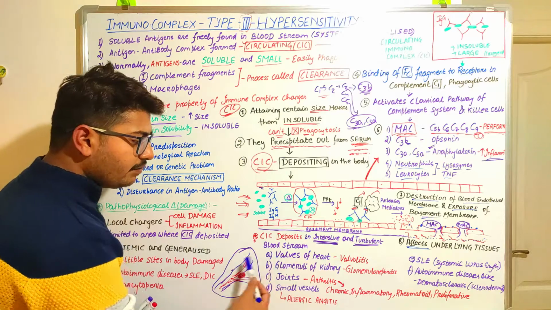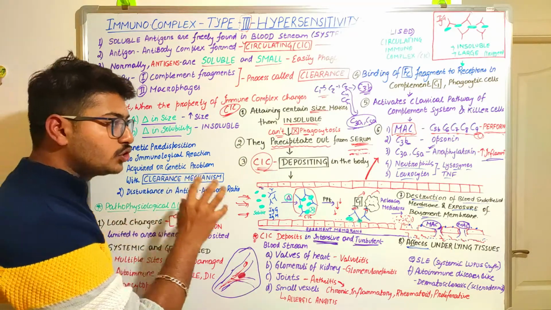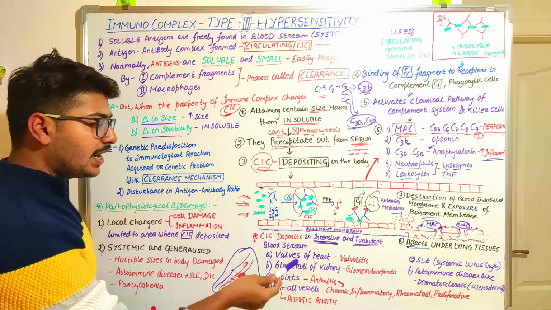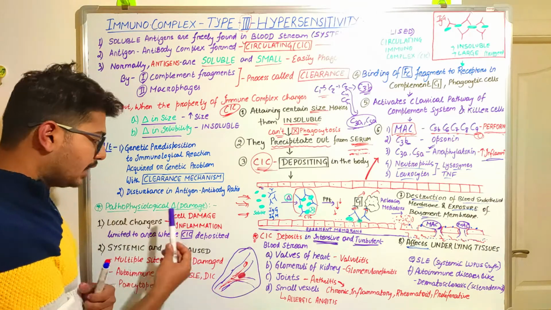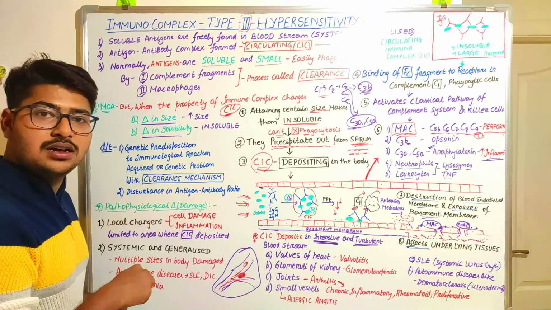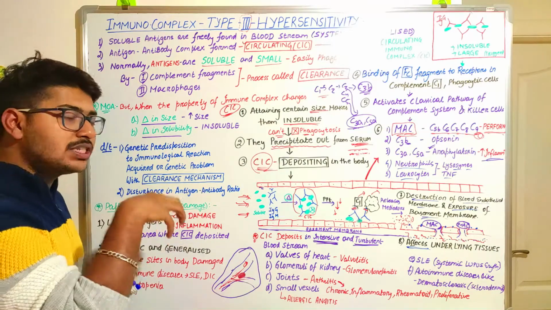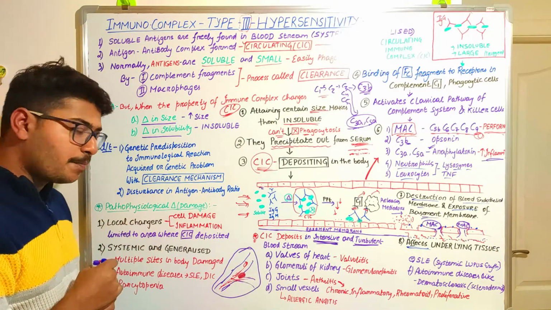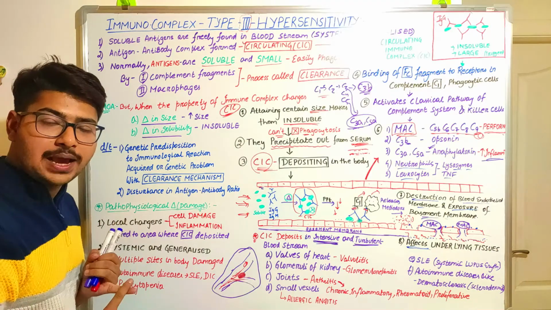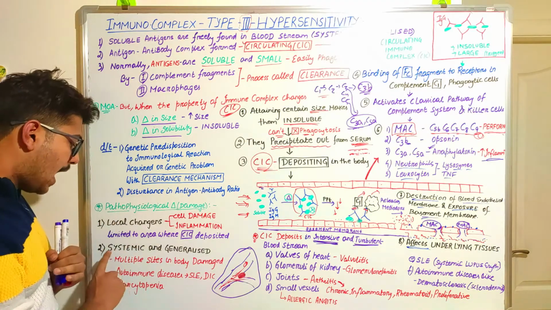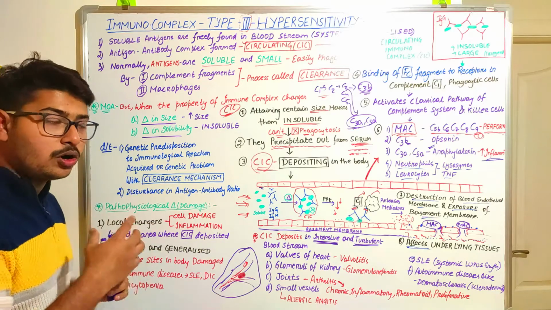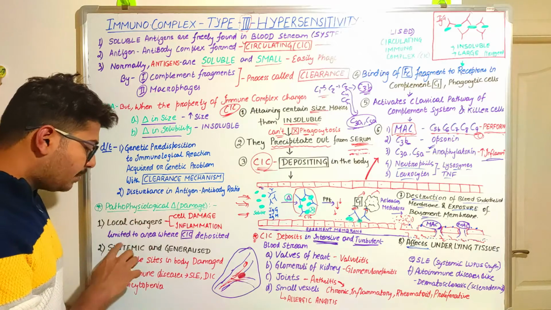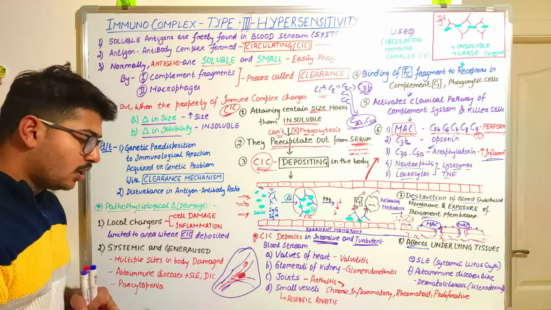Okay, so if there is deposition of the immunocomplex, then we are going to see certain changes. What are these changes? It is going to damage the tissue or the cell on which it is getting deposited. The damage has been divided into two types. It can be local damage or local changes, and as the blood is circulating throughout the body and this hypersensitivity is systemic or generalized, it can also be a systemic or generalized type of damage.